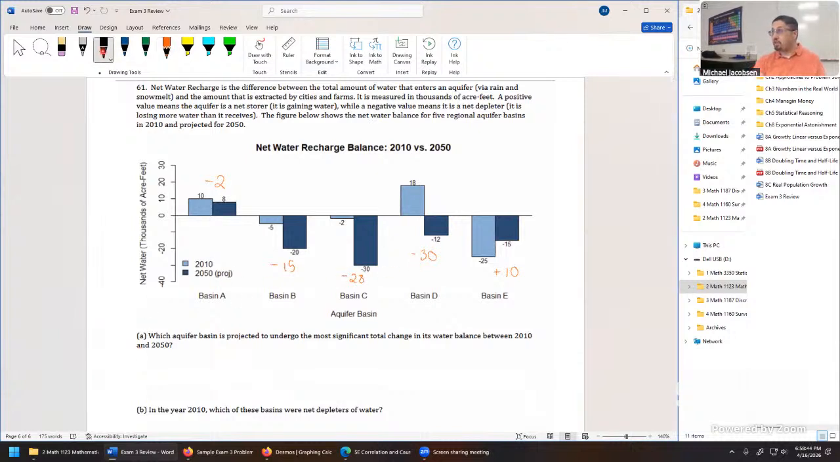So based off this information, let me know if you agree or disagree. The one that underwent the most significant total change, either in the positive or negative direction, would be Basin D, losing 30 acre feet. So that's how I would answer a question like this one. It's kind of like a question we've seen, like the most significant reversal in net energy balance from the lecture notes. But any questions at all, folks, on part A?